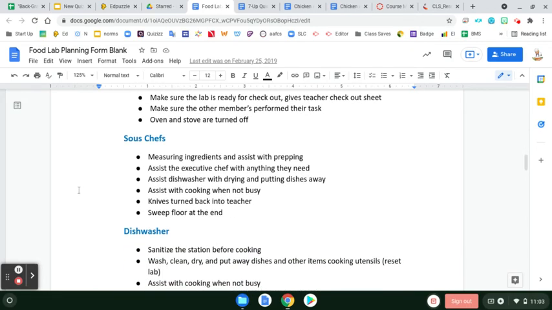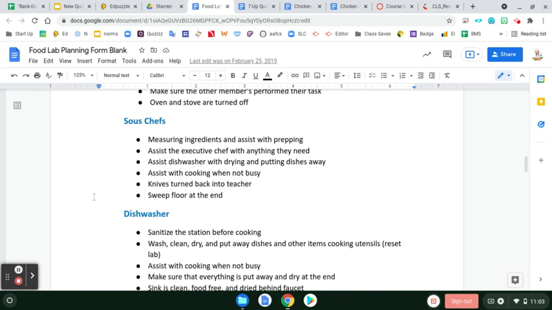The sous chef is going to be measuring and prepping ingredients. They assist the executive chef. They assist the dishwasher by drying and putting the dishes away. And they also help with the cooking. If knives are used, they make sure that the knives are turned back in and they sweep the floor at the end.